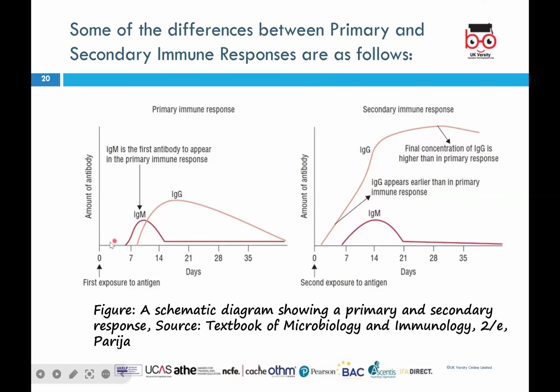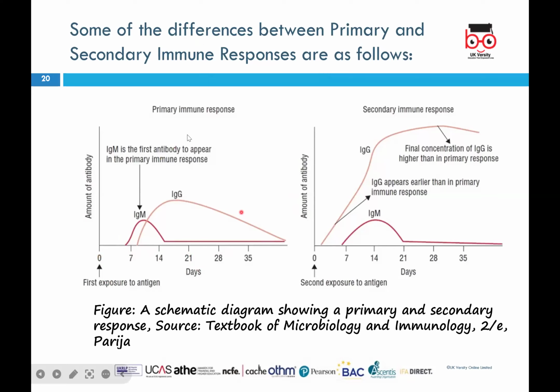So there are these days. We have day 0, where the first exposure to the antigen happens. Following from there, we have the 7th day, the 14th day, the 21st day, 28, 35 days. So there are 35 days. Do not think about this right now. We're just talking about the first exposure.